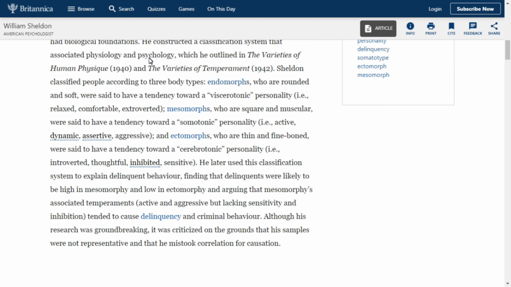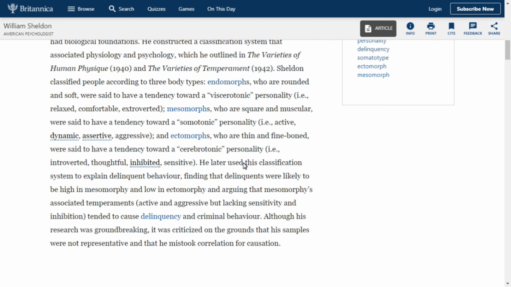So somatotypes came from a guy called William Sheldon back in around 1940, and he had these two papers or books, Varieties of Human Physique and Varieties of Temperament, and he classified people according to body types: endomorphs, who are rounded and soft, and were said to have a tendency towards a viscerotonic personality. Okay, so relaxed, comfortable, extroverted. Then mesomorphs, who were square and muscular, were said to have a tendency towards a somatotonic personality: active, dynamic, assertive, aggressive, grrr. And ectomorphs, who are thin and fine-boned, and were said to have a tendency towards a cerebrotonic, obviously cerebral, of the brain, I suppose, personality: introverted, thoughtful, inhibited, sensitive, okay?